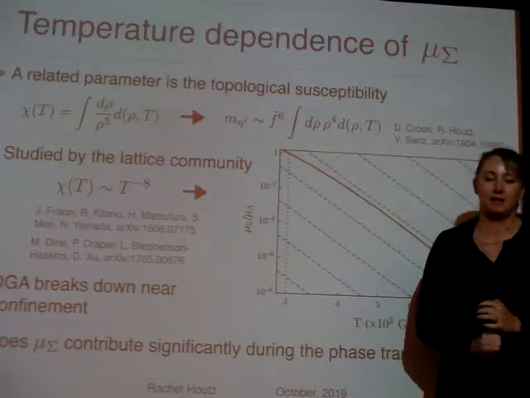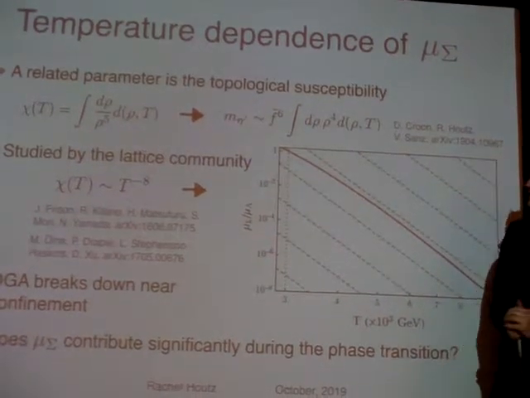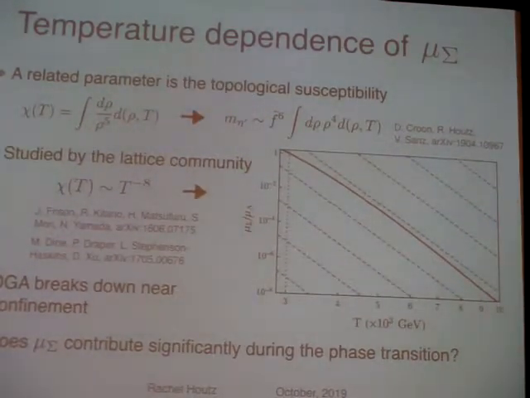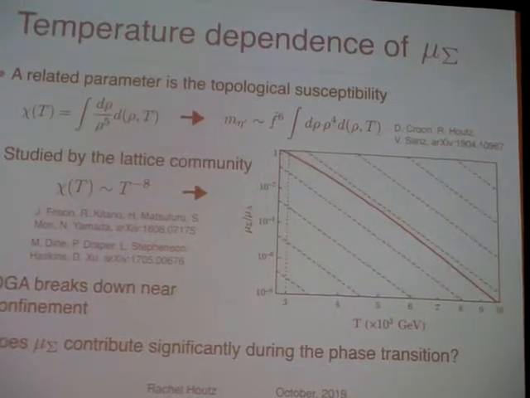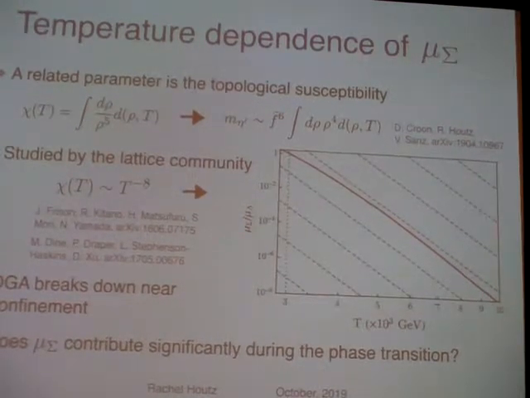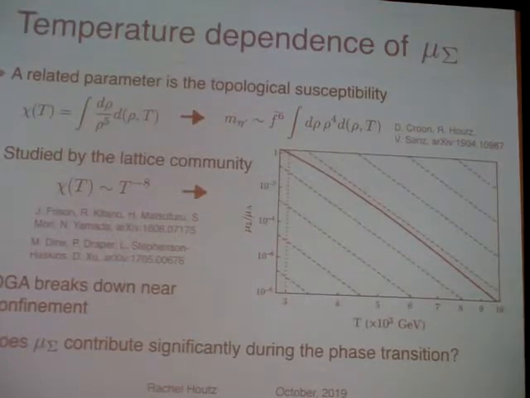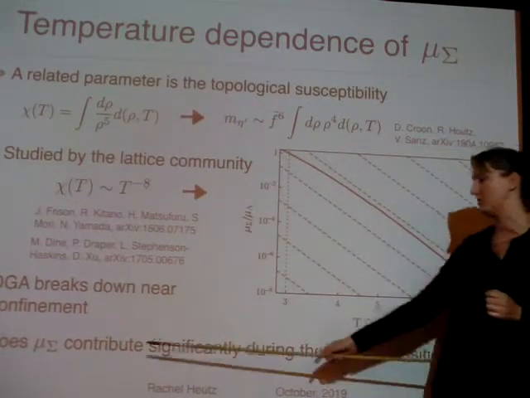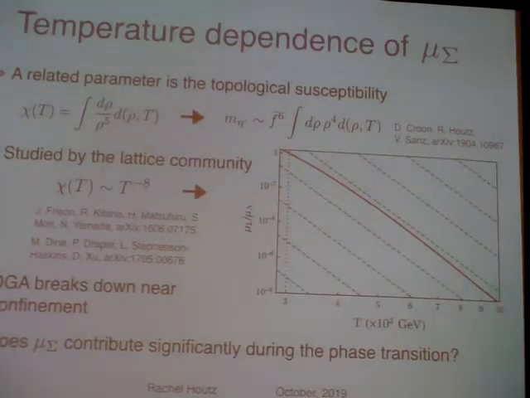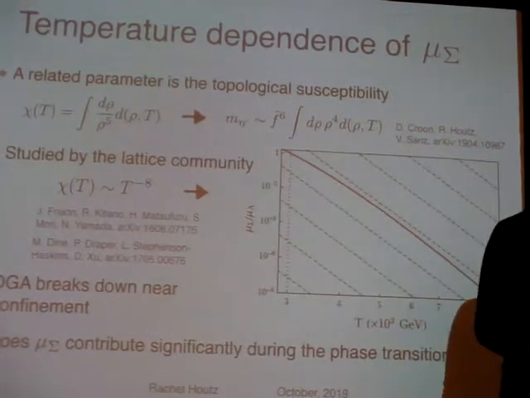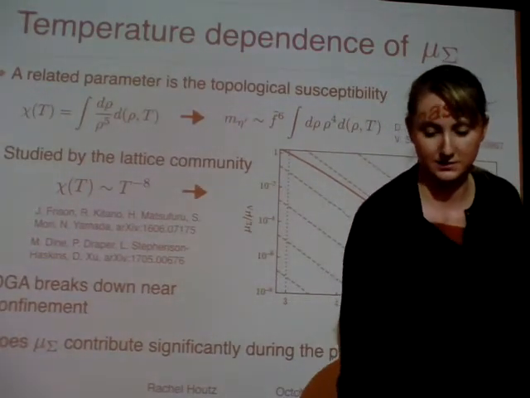We sort of stayed agnostic and just said that, okay, maybe there is some temperature dependence that goes like the magnetic susceptibility. I wish I had more time to talk about this, but I don't. But I think this is an open question: does the mu parameter contribute significantly at the critical temperature? And if it doesn't, I don't know that you get good gravitational wave signals.